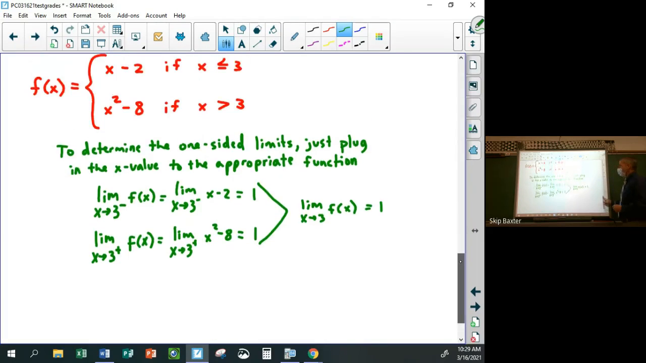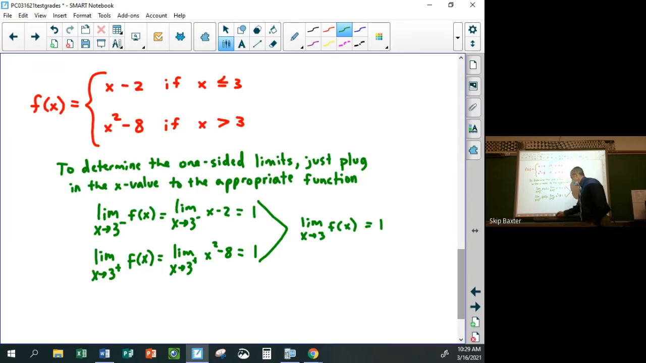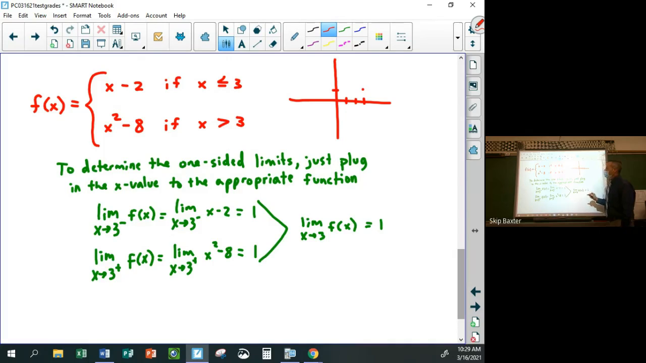So what this function actually looks like, it's a line. It looks like this. So here's 3 and 1. There's the point 3, 1, right? To the left of that, it looks like a line of slope 1. So it goes like that. To the right of that, it looks like a parabola opening upward. So it kind of goes like that. Something like that. Okay, that's what this function looks like. Definitely the limit exists. It's a continuous part of the function.